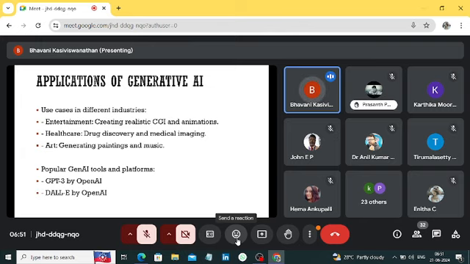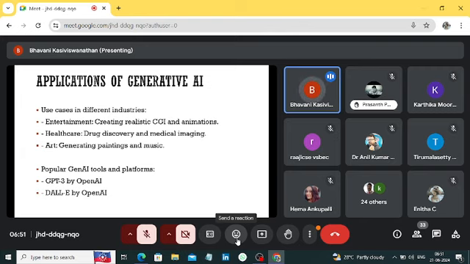Applications of generative AI, use cases in different industries. In entertainment, creating realistic CGI and animations; in healthcare, drug discovery and medical imaging; in art, generating paintings and music. So here we have different industries that I have mentioned.